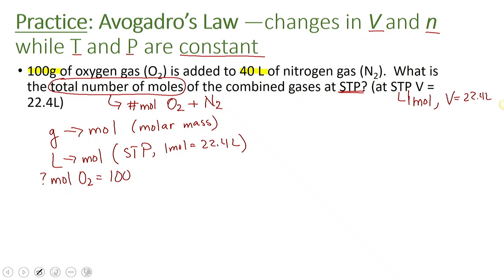Well, if I start with 100 grams, and remember the molar mass of oxygen, you have to take from your periodic table. Each mole of oxygen atoms is 16 grams. So for a mole of oxygen gas, we've got 1 mole is equal to 32 grams of oxygen. Put that in our calculator and we get 0.31 moles of oxygen. Okay, so that's molar mass stuff.